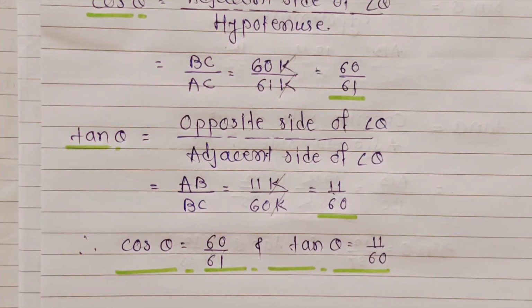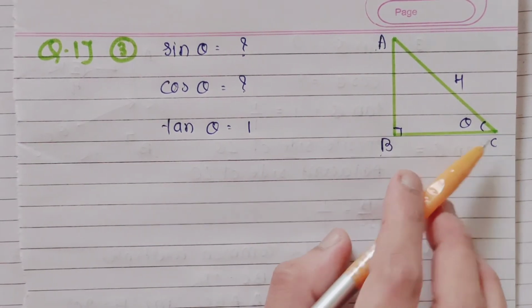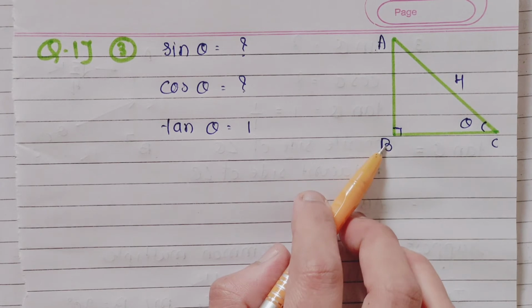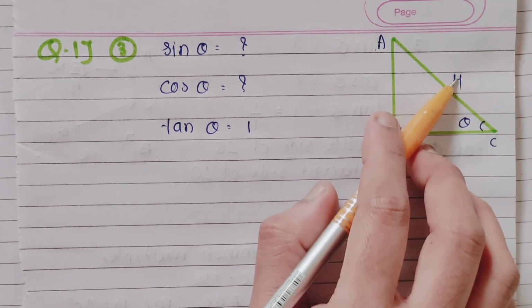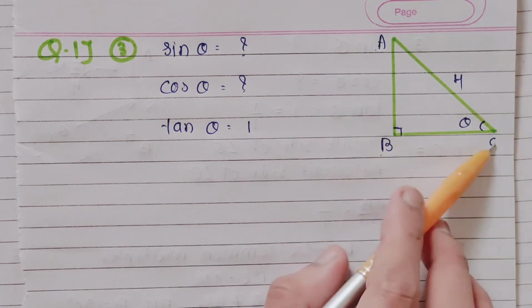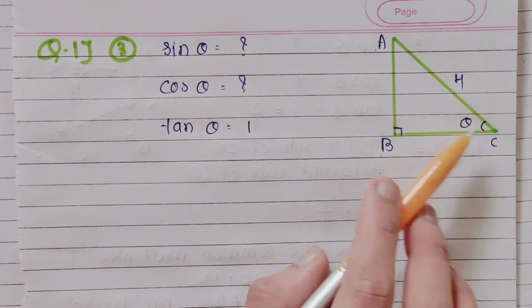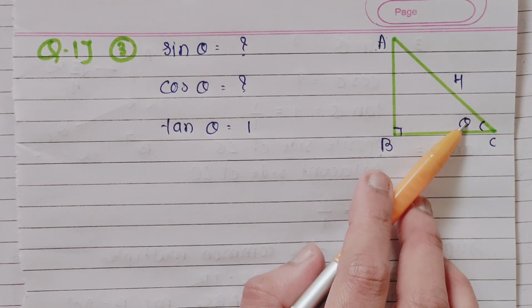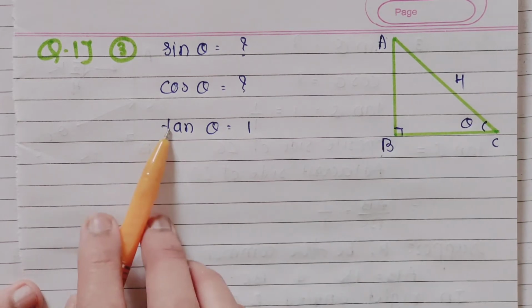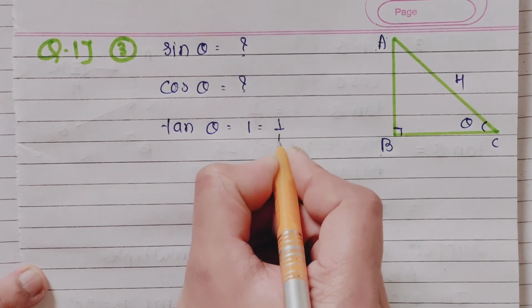Then next example, third example. In triangle ABC, measure of angle B is equal to 90 degrees. So the side opposite 90 degrees is the hypotenuse. That means in this right angle triangle ABC, AC is the hypotenuse and angle C is equal to theta. Angle C is represented by theta. So the given information is tan theta is equal to 1, that means we can write 1 upon 1.